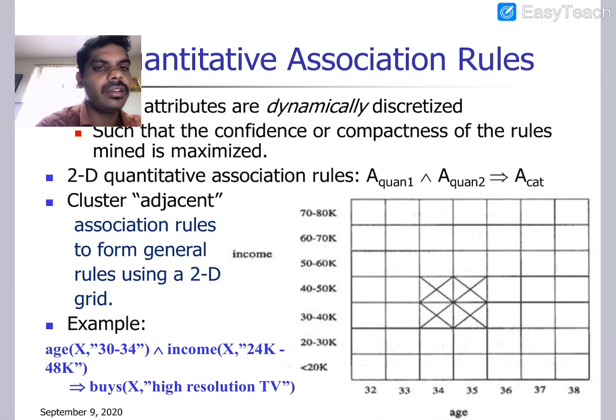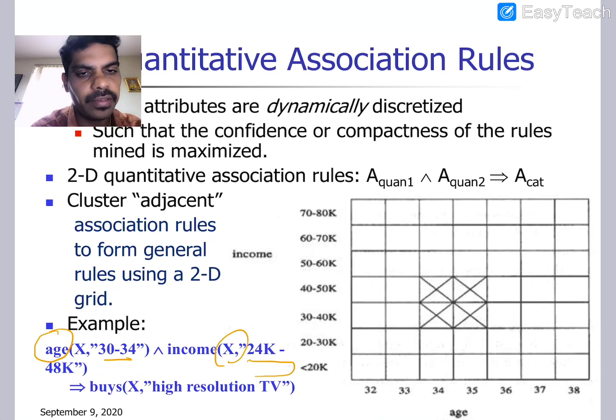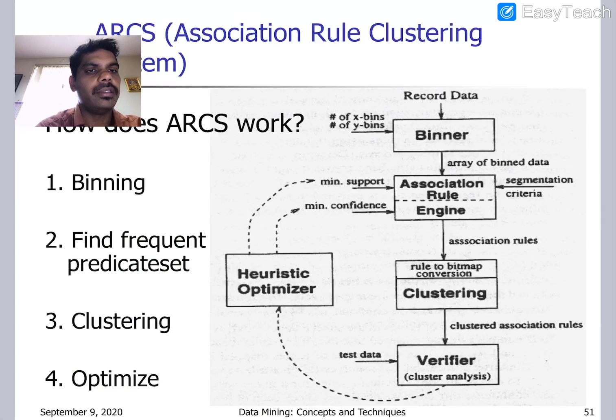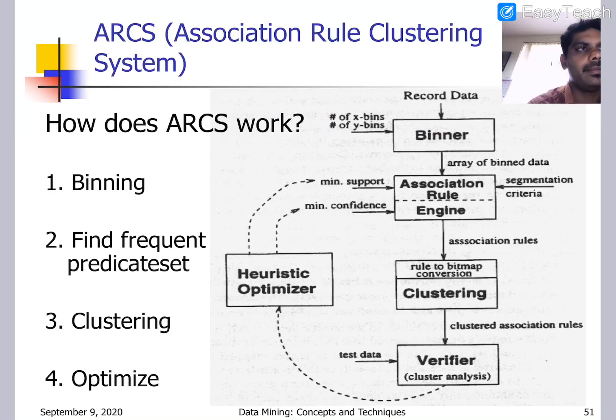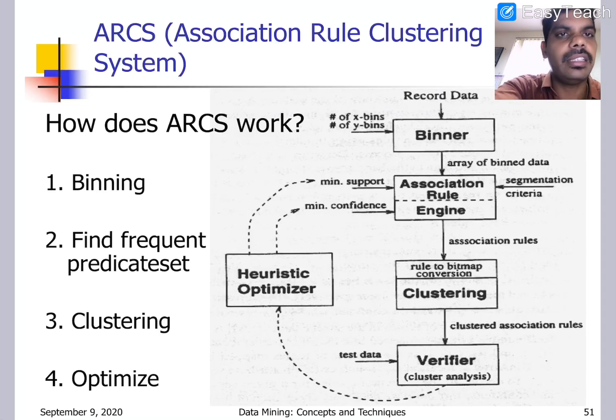Quantitative association rules: here we map how age and income are represented. One more rule is there: age is given with a numerical range, income is also given with a numerical range, and buys X high resolution TV. Here we use dynamic discretization and the association rule clustering system, ARCS. It involves binning, finding frequent predicates, clustering, optimization. So this we can continue.